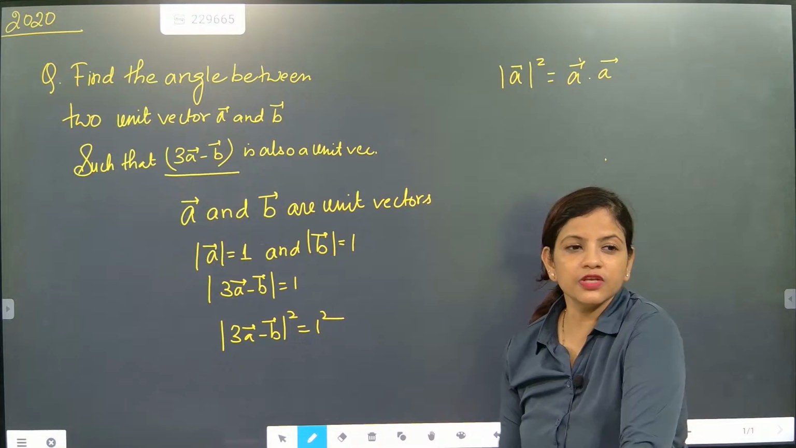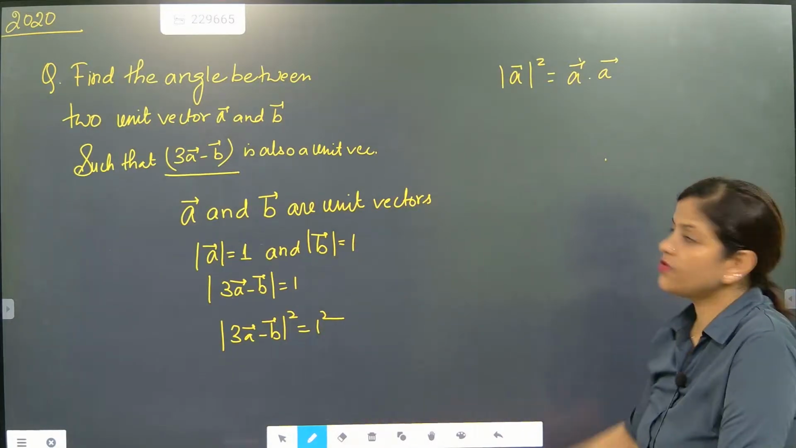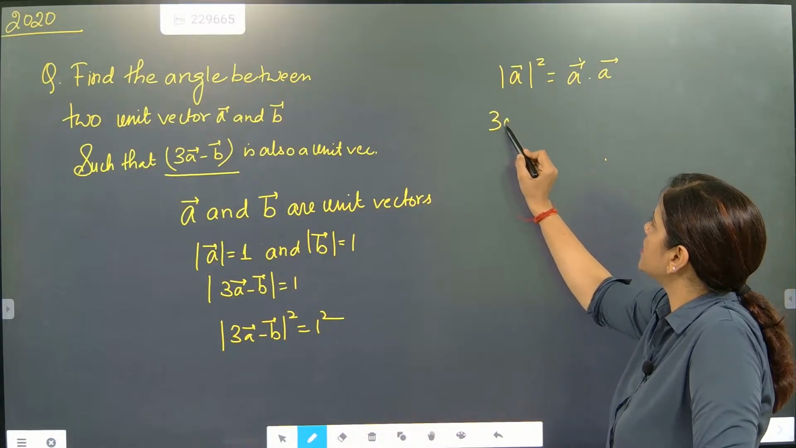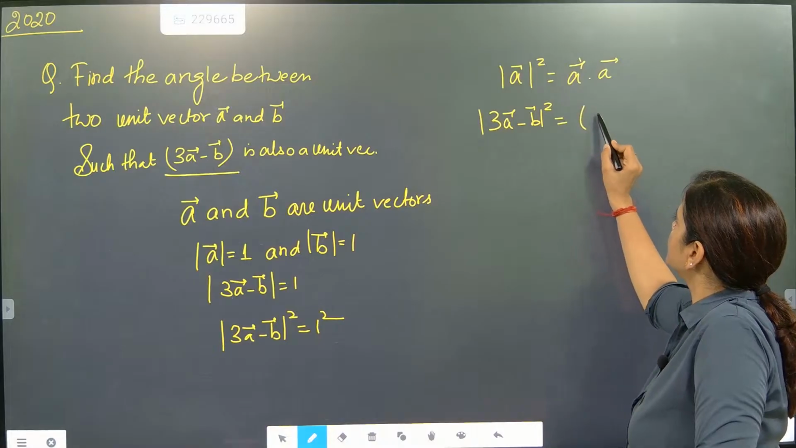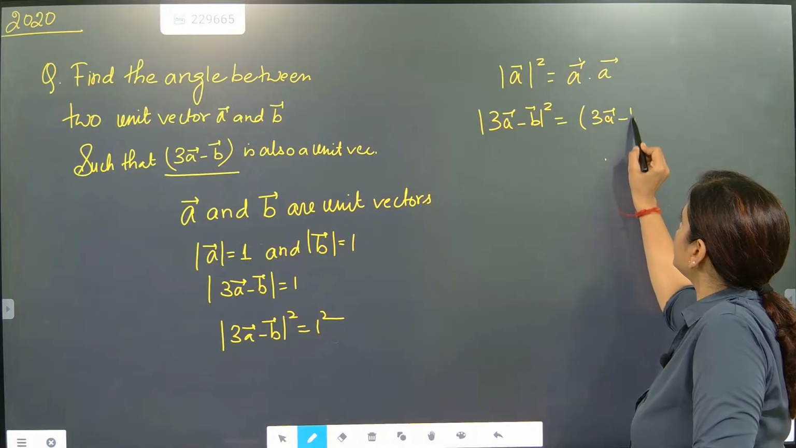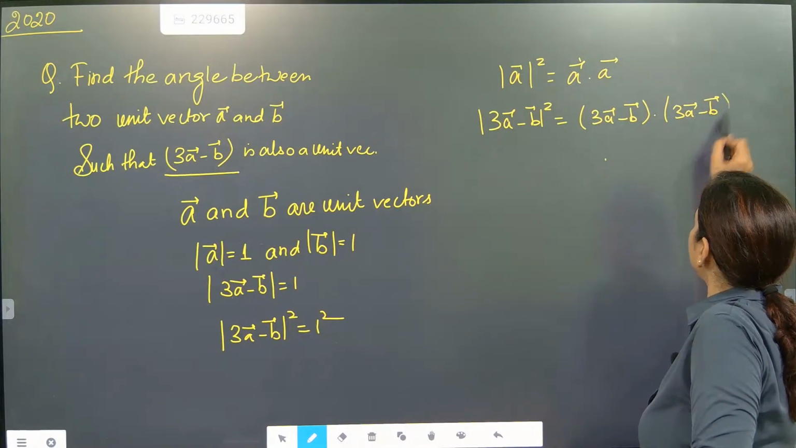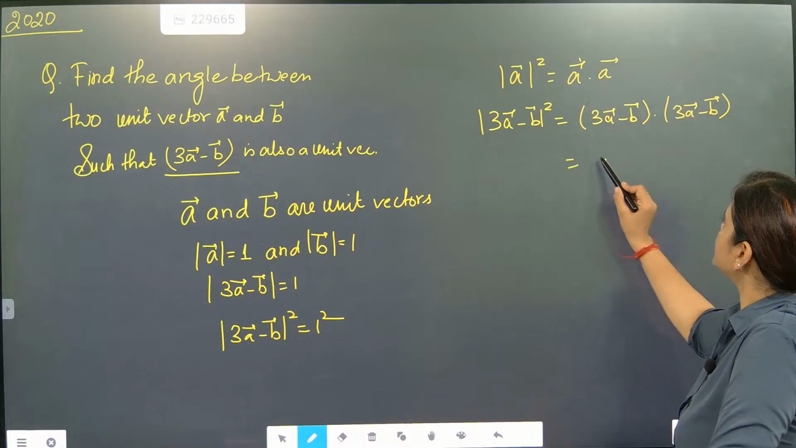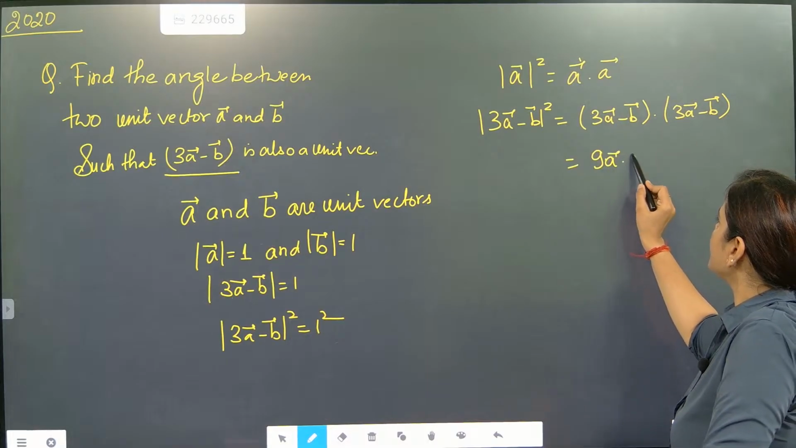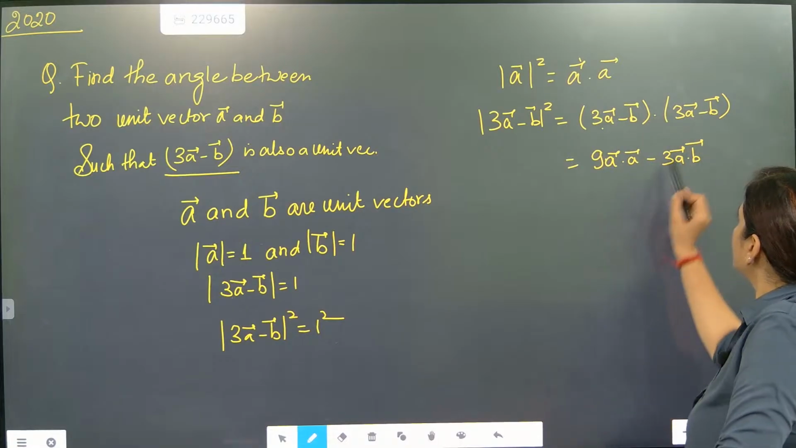We need to prove that it is a unit vector. So the angle between those two unit vectors we have to find. For finding the angle, we can do like this: the modulus whole square is equal to 3A vector minus B vector dot 3A vector minus B vector. Done. Now what next work can we do here? It will become 3 3s are 9 A vector dot A vector, then minus 3 A vector dot B vector.